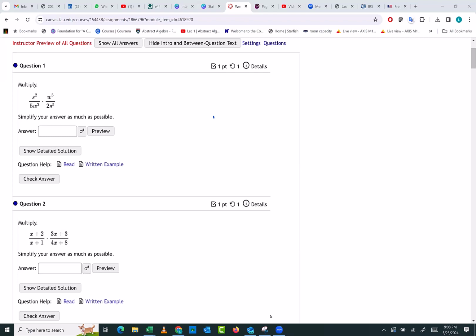Now I'm going to go over multiplying and dividing rational functions. I have s squared divided by 5w squared times w to the fifth divided by 2s to the fifth. We have to cancel like bases. I can put all the things into a certain order. For example, I can take all the numbers and just put them on their own fraction.